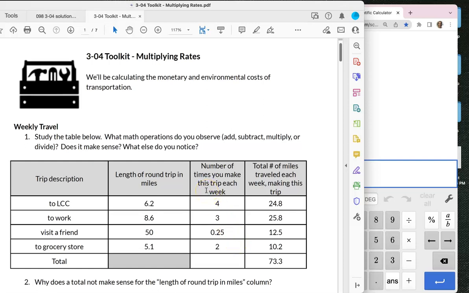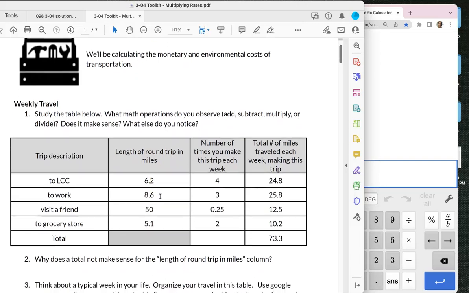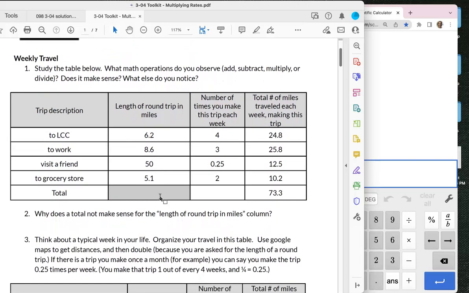This toolkit is called Multiplying Rates, and the context we'll be exploring with these skills are the monetary and environmental costs of transportation. In this table, I have us organize some information about a person's weekly travel. So this person goes to LCC, and it's a 6.2 mile round trip. They take that trip 4 times a week, and the total number of miles traveled each week is 24.8.